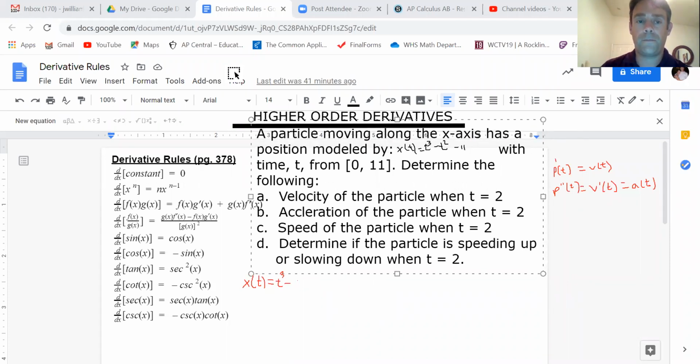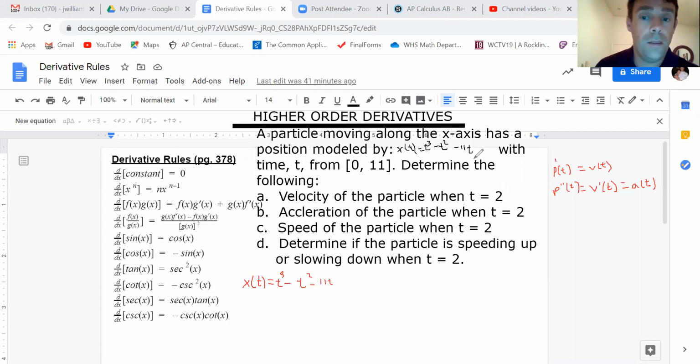So T cubed minus T squared minus 11T. So I want T cubed minus T squared minus 11T. And yeah, we're good. All right, friends. So I want you to find the velocity. Okay, go ahead and pause the video and do it.